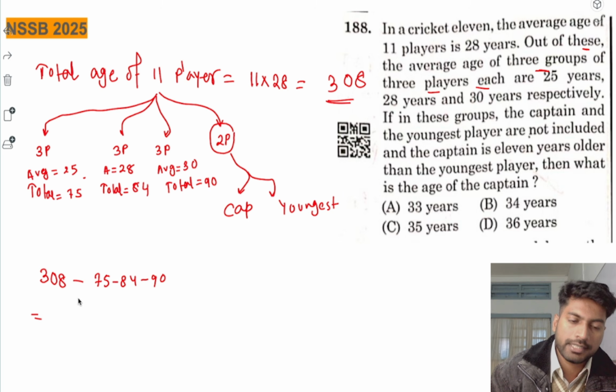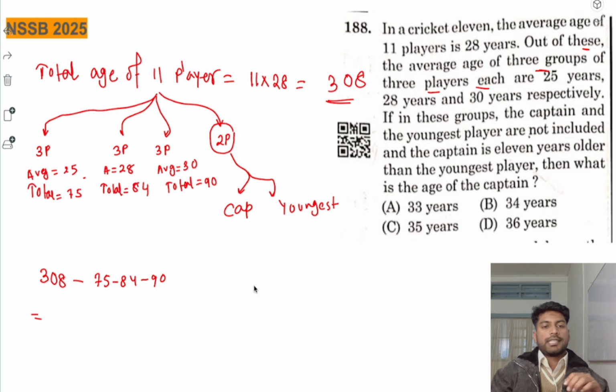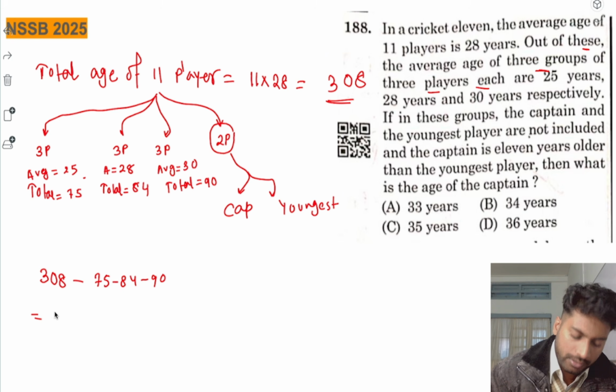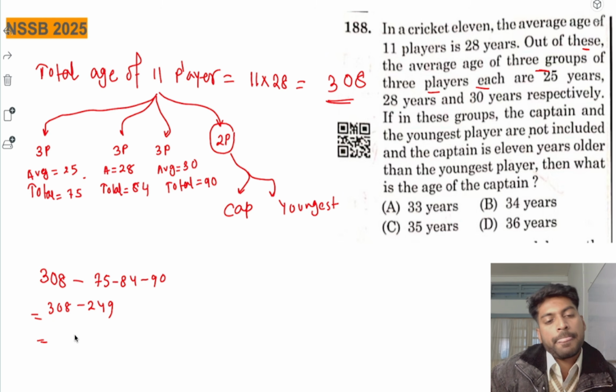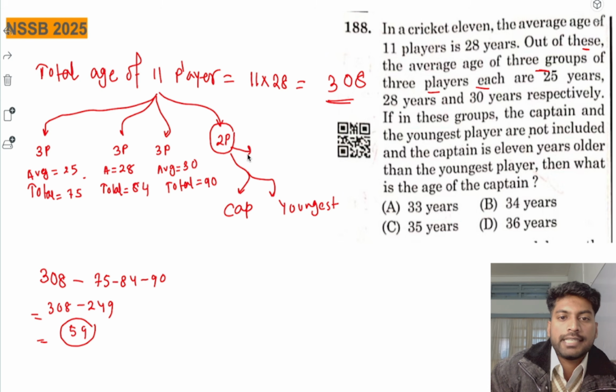Okay, so what will the answer be? That is 180, 180, and 70, 250, 249. So 308 minus 249, that is 59. Chalo. So the total age of these 2 players is 59.